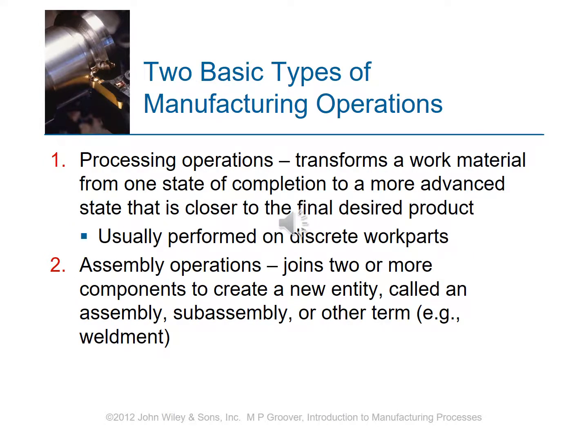The two basic types of manufacturing. One is processing operations. This is where you actually take metal or whatever, and you try to change the form to the final desired product. And by discrete work parts, I mean one at a time. You see these things spit off the assembly line or off the machining line. Assembly operations is where you take two or more components and start putting them together. Just look at practically anything in your house. There's more than one part in there. Somebody had to put those things together.